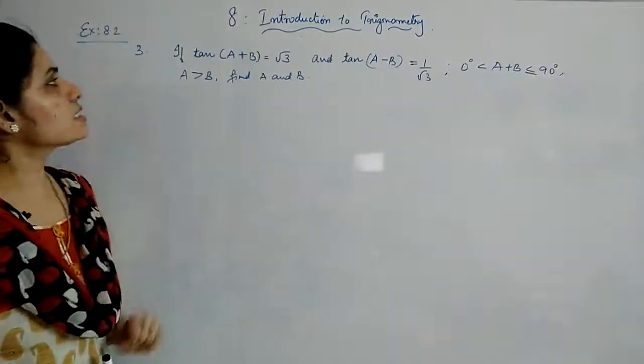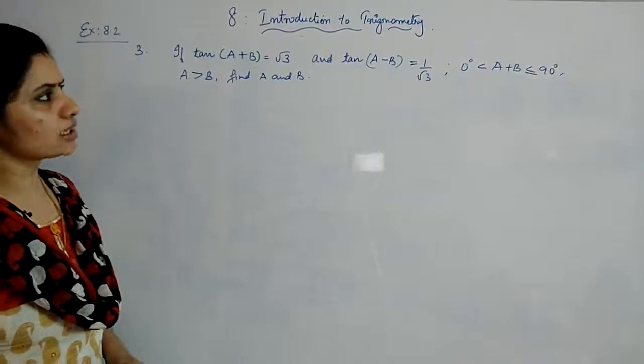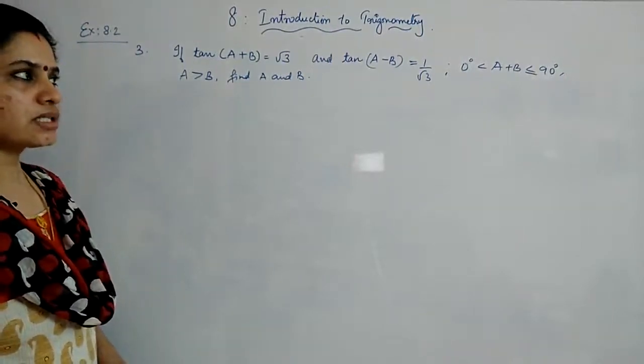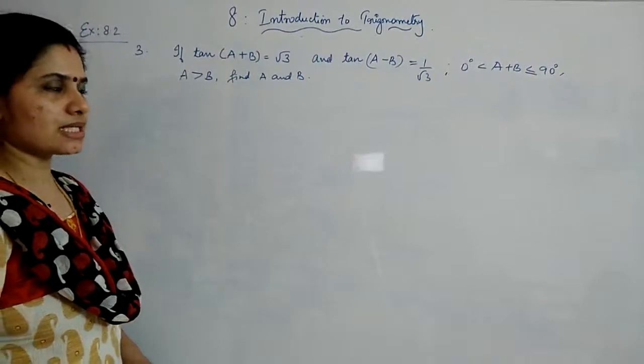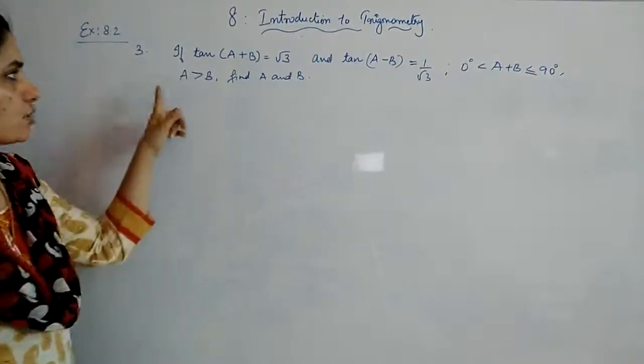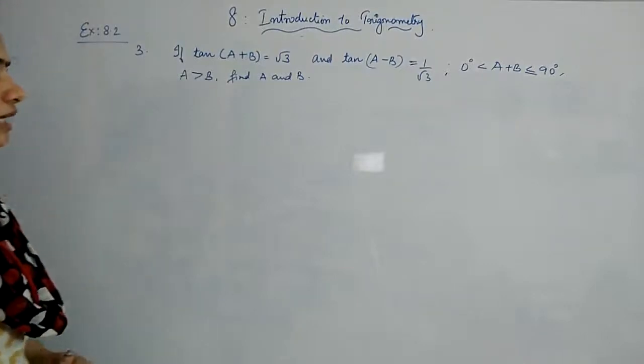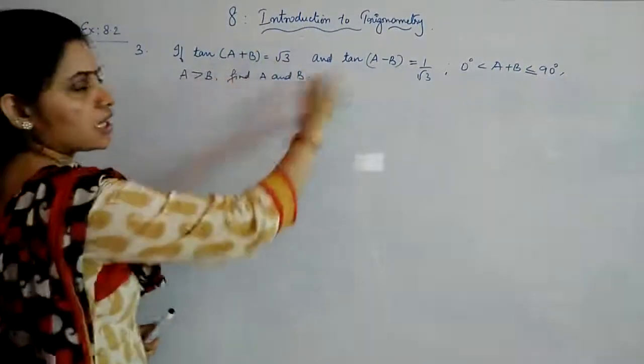Question number 3 is, if tan of A plus B is root 3 and tan of A minus B is 1 by root 3, with the condition given as 0 degree less than A plus B less than or equal to 90 degree and A greater than B, find A and B. You have to find out the values of A and B for which these conditions are satisfied.